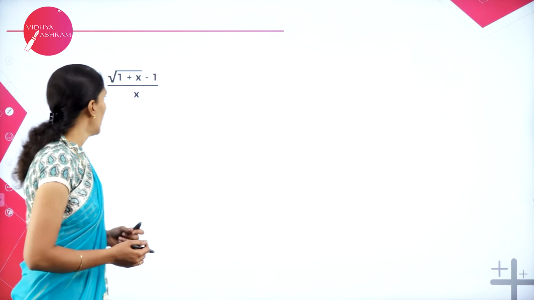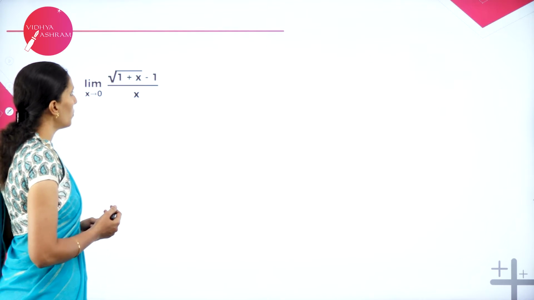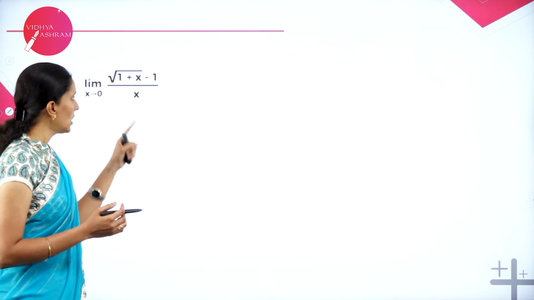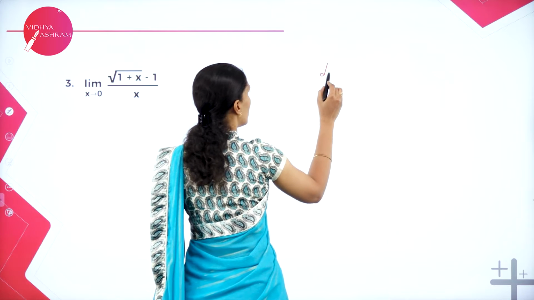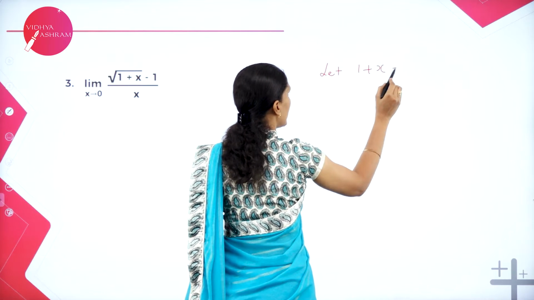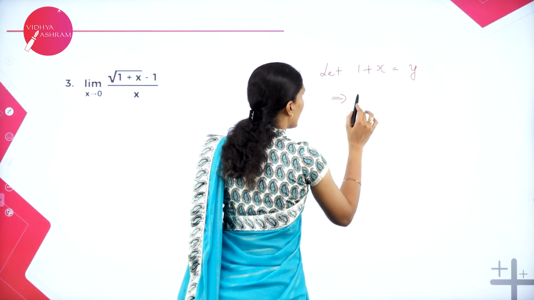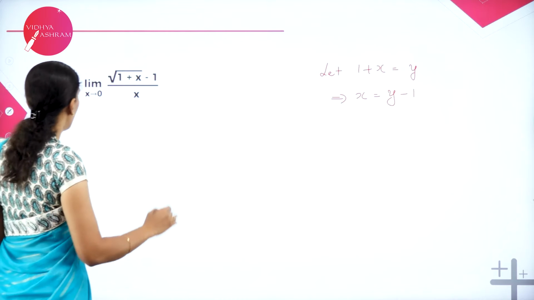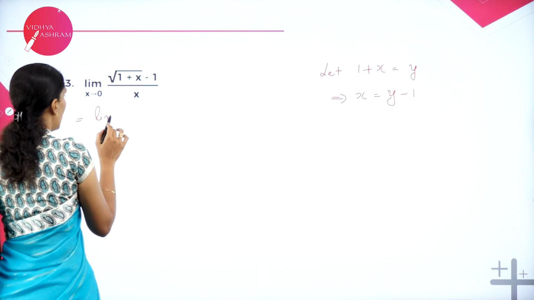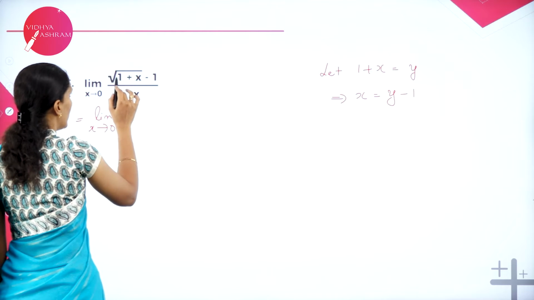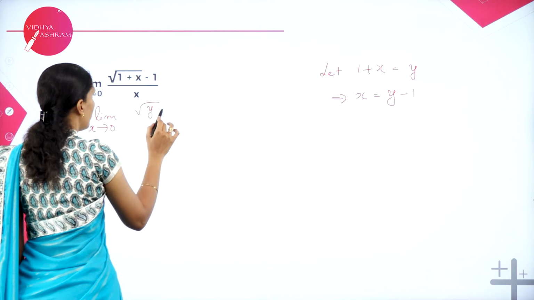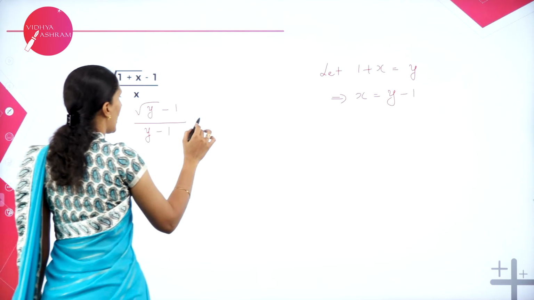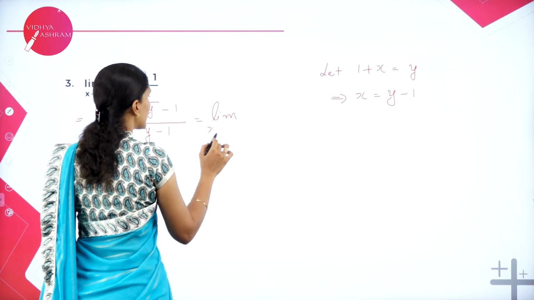Next we have limit as x tends to 0, root 1 plus x minus 1 divided by x. So since we have root here, let 1 plus x is equal to y. This implies if you want x, then it is y minus 1. So replace x there. So this can be written as limit as x tends to 0, root y minus 1 divided by x, which is now y minus 1. This I can take in the form of limit x tends to 0.